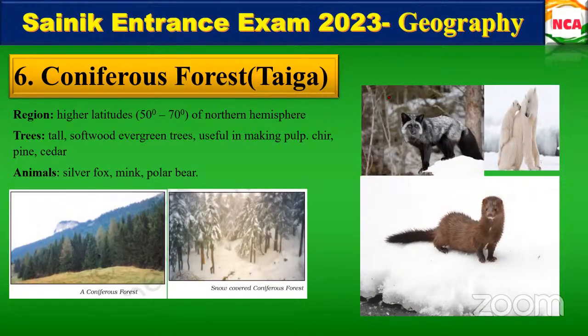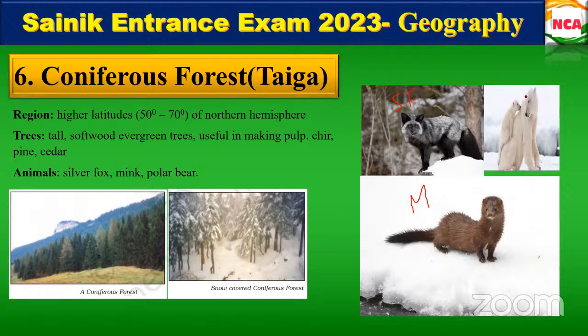So this is the silver fox. Silver fox is this one. So this is the mink. Okay. And this is the polar bear. You know that, right? So silver fox, mink and polar bear are found here. And also these trees are in Shimla, found in the Himalayas. In the Himalayas, they will be very tall, softwood evergreen trees. So why?